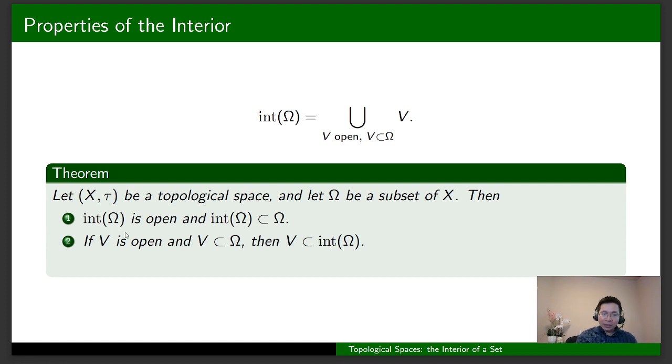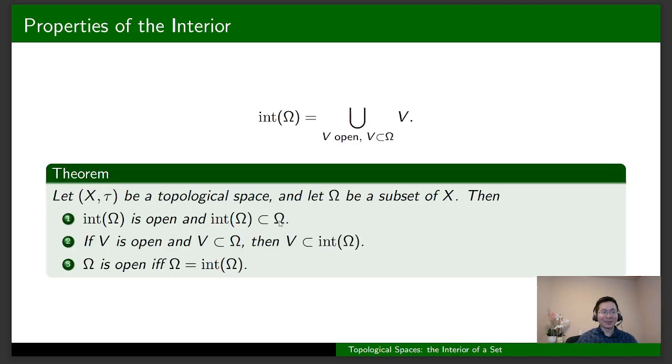If V is open and V is a subset of omega, then V is one of the sets in the collection we are looking at. And remember that the union of them contains each set in the collection. In particular, the interior of omega contains this set V. The first property and the second property tell us that the interior of omega is the largest open set that is contained in omega.